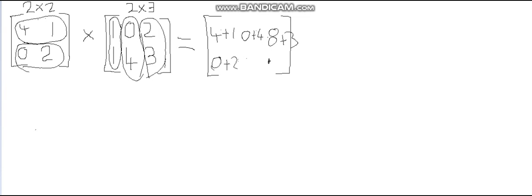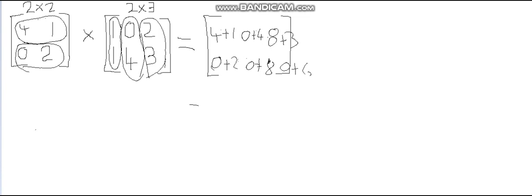Then we would now multiply the second row of the first matrix times the second column of the second matrix. That would be 0 times 0, which is 0, plus 2 times 4, which is 8. And then for the last one, for the third part of the second row of the resulting matrix, we would do 0 times 2, which is 0, plus 2 times 3, which is 6.